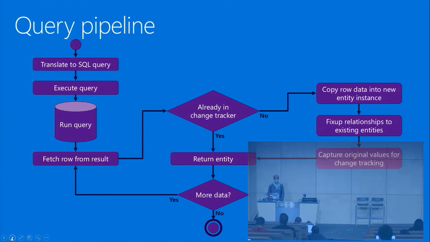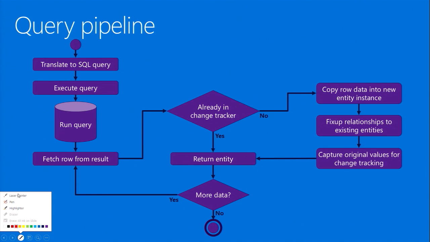If we look at the query pipeline in EF at the moment, this is what it looks like. You don't have to understand all of this, but effectively this is what happens when you run a LINQ query. There are really two parts to this. There's the part where we interact with the database over here on the left. And then on the right-hand side, we have all the stuff that happens in memory to create instances of your entities and put all of those in the change tracker and do identity resolution based on primary key values and all those things.